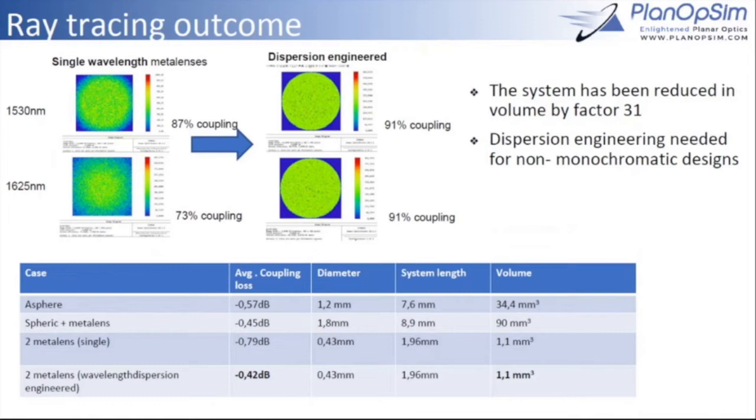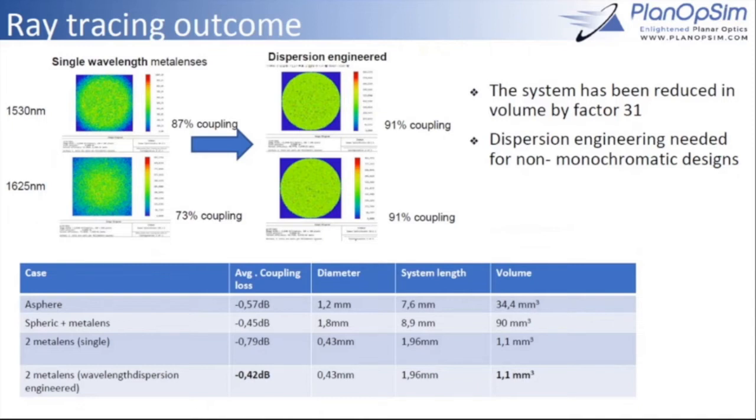Here we have our ray tracing solutions. If we compare here the reference, we lose about 0.6 dB on average over the entire spectrum. And the volume is around 34 cubic millimeters.